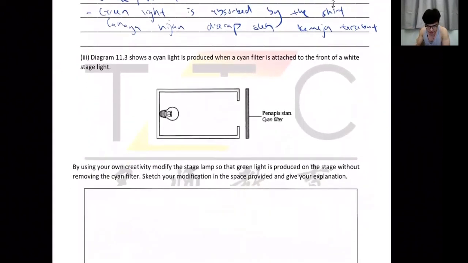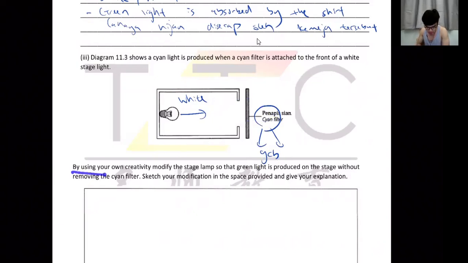So number 3 shows a cyan light. This is a cyan light. It's produced when a cyan filter is attached to the front of a white stage light. So this is a white light. Cyan means GCB, so cyan is made from green and blue. That means green can go through this, blue can go through this. This filter allows two colors to go through.